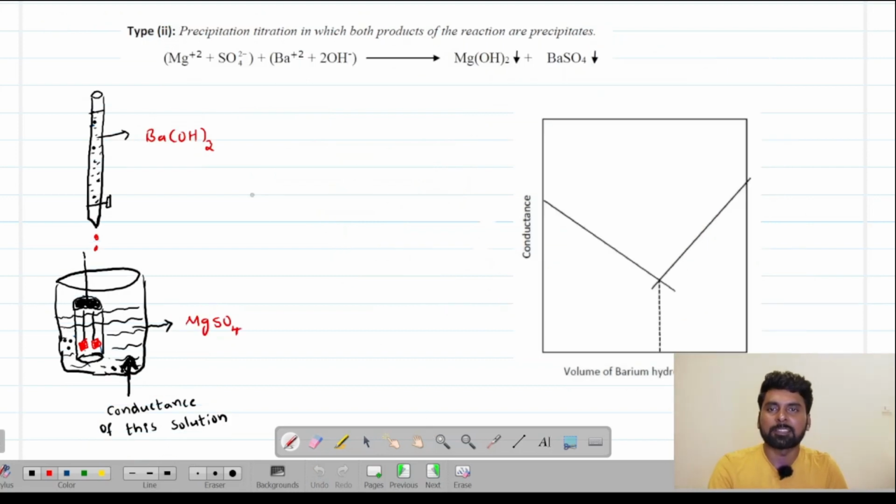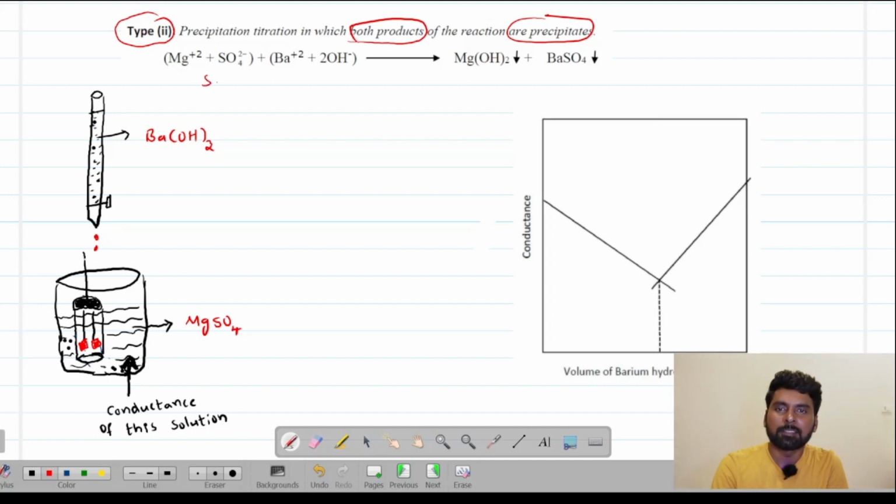Type 2, let us see. Type 2 precipitation titration. What is this type 2? The precipitation titration in which both the products are precipitates. The best example is magnesium sulfate with barium hydroxide. This is salt 1, you can say electrolyte 1. This is electrolyte 2. Both of them form product 1 and product 2. Both the products are precipitates. Then what will happen? Let us see.